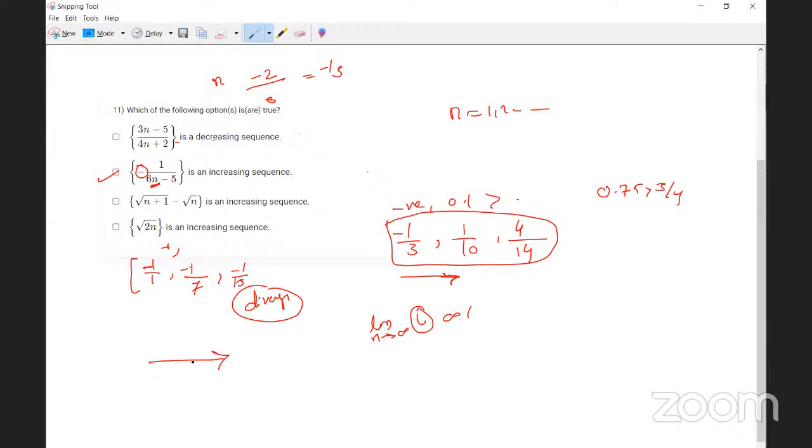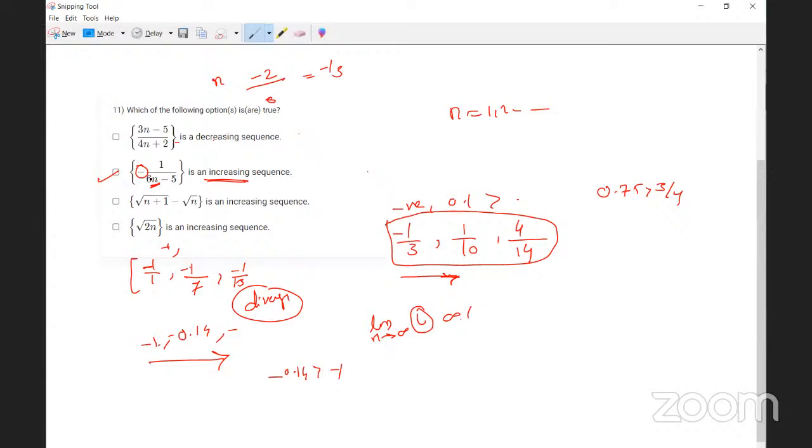We are going from minus 1 toward point something, around minus 0.14, which is greater than minus 1. So this is an increasing sequence. In this type of question, we put n equal to 1, 2, 3, 4, and so on.